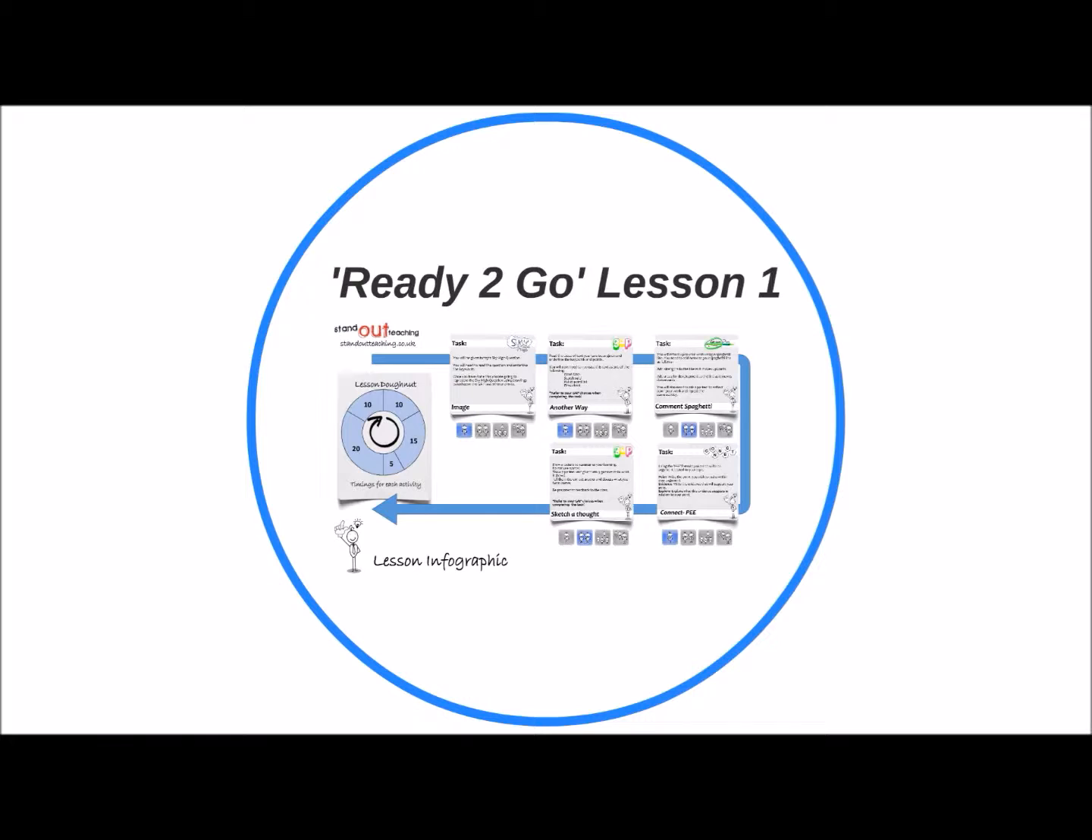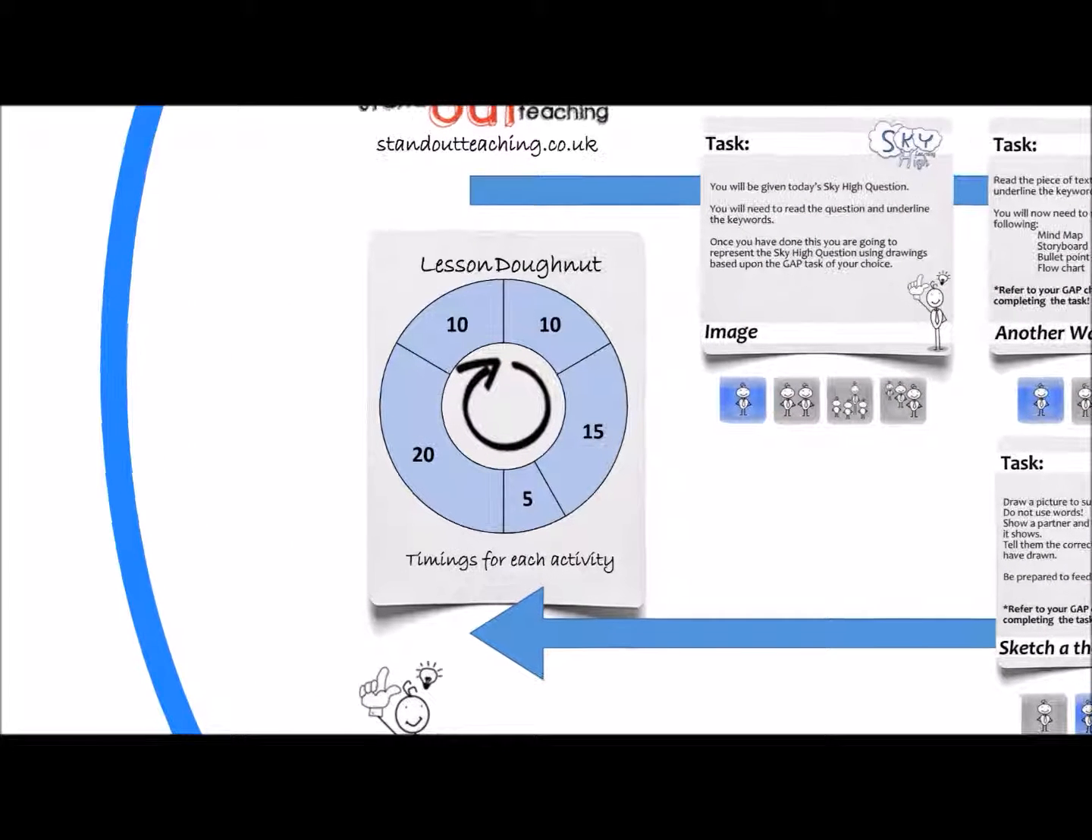This is the first in our series, and these are lesson structures which you can use for your own teaching and adapt as you wish. What you'll see first of all is the lesson donut, which is the timings for each of these activities. And as you can see on here, we've got 1, 2, 3, 4, 5 activities with the following minute timings.